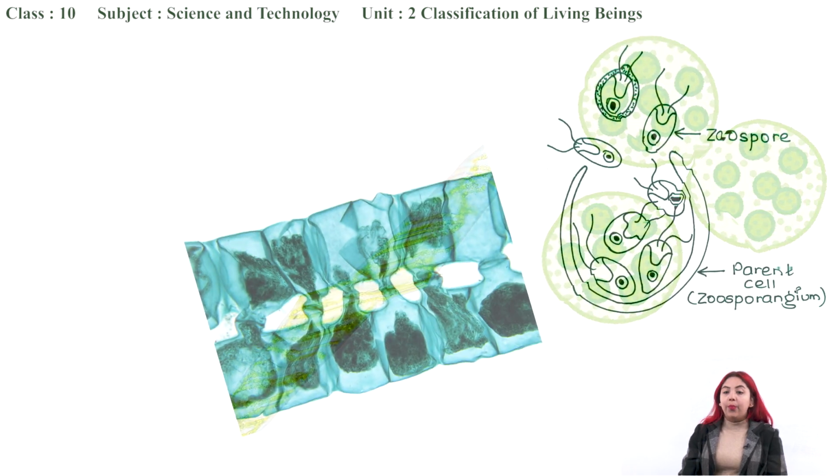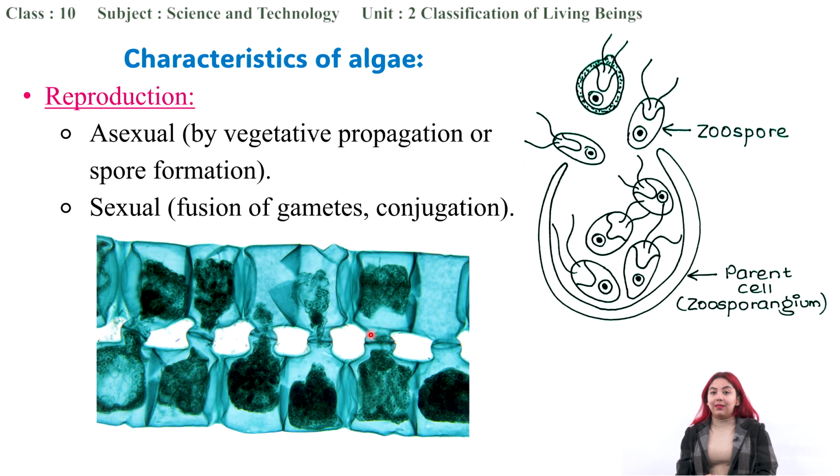Now, another important characteristic of algae is the reproductive characteristics. Algae reproduce by both methods of reproduction, the asexual method as well as the sexual method. In the asexual method of reproduction, they reproduce by vegetative propagation, such as self-fission.